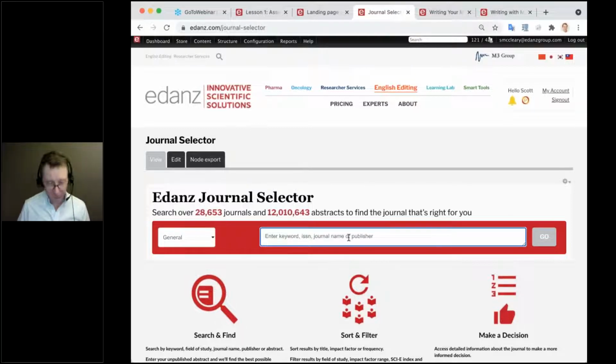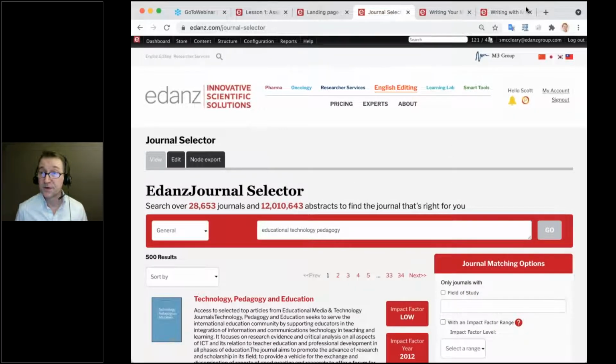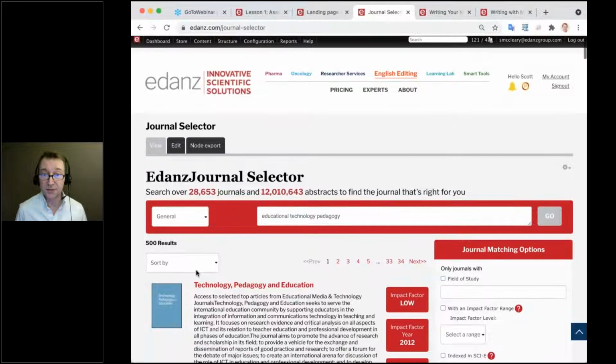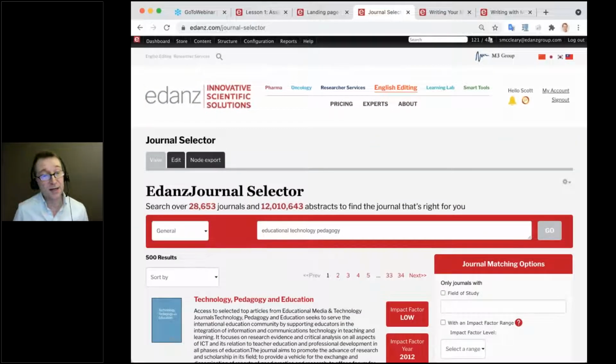So if I type some keywords or some expressions in here, like maybe I want to find something in my field, which is education technology, just type the search words into the field. Maybe I'll narrow it down a bit, look for something in pedagogy, and I can find some results that I can then filter further. So I'm getting my initial results here. I can see a couple of journals here related to my field. That's great. I can also add some more options to limit the results a bit further. So have a go and try the Edanz journal selector yourself next time you're looking for a journal for your paper, and I'm sure you'll have a more informed set of choices to choose from.